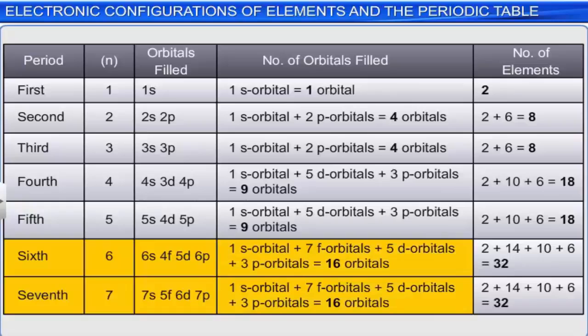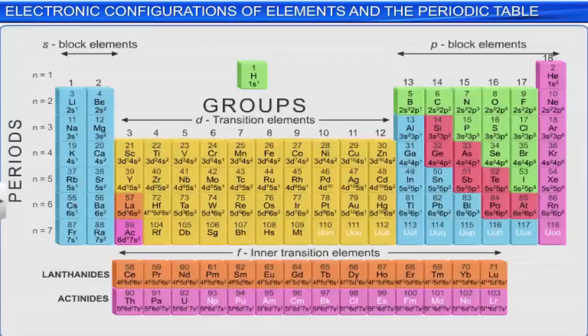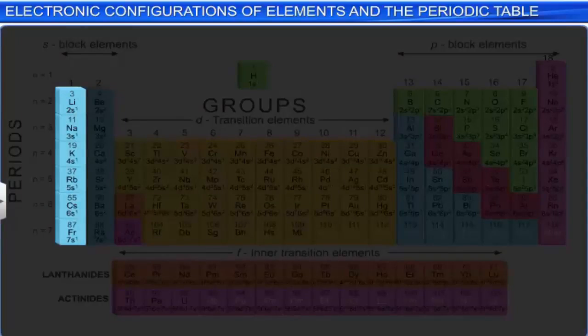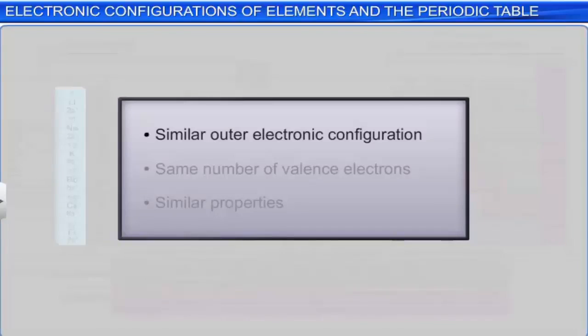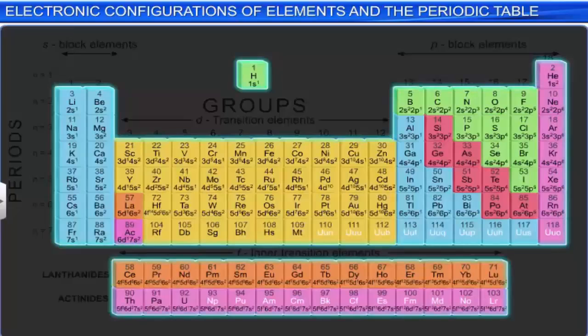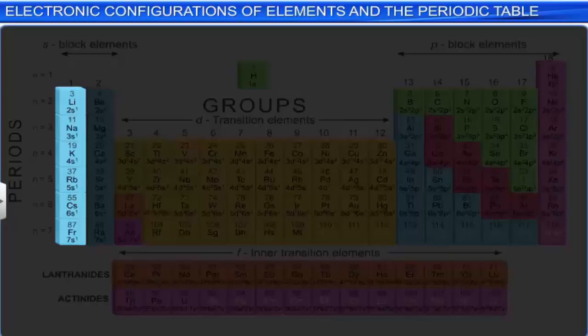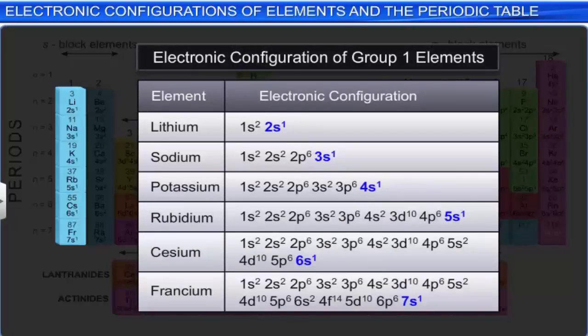The classification of elements across periods results in vertical columns of elements that have similar outer electronic configuration, same number of valence electrons, and therefore similar properties. In other words, they belong to the same family or group. For example, all the elements in group 1 of the periodic table have ns1 valence shell electronic configuration. Due to the presence of same number of valence electrons, all elements of this group are alkali metals that show similar properties.